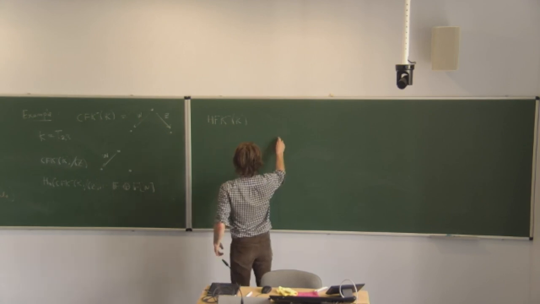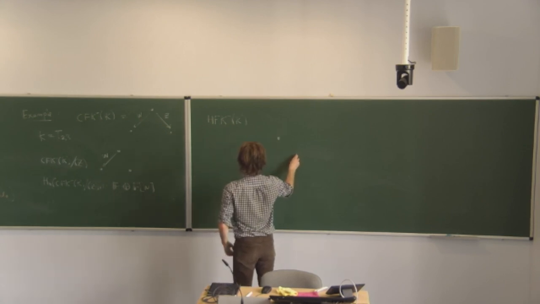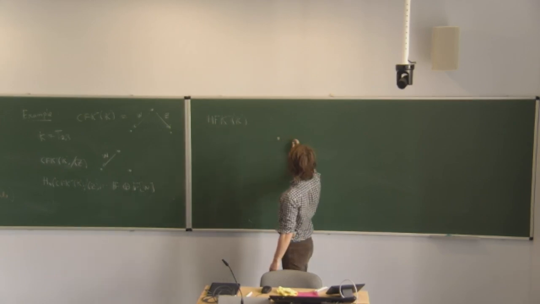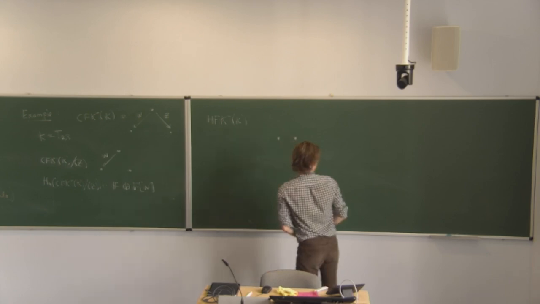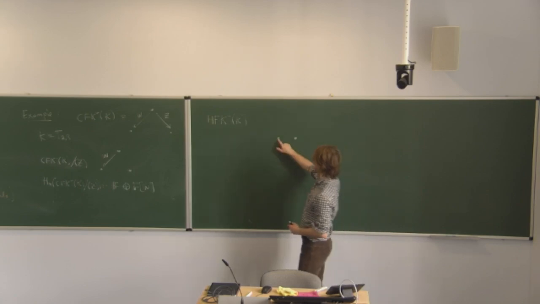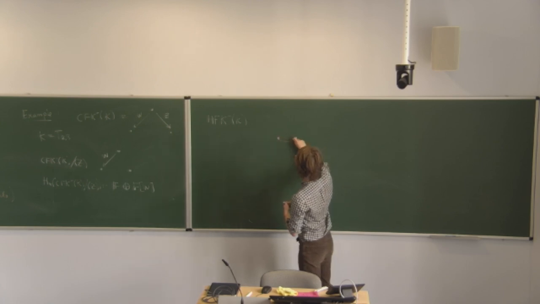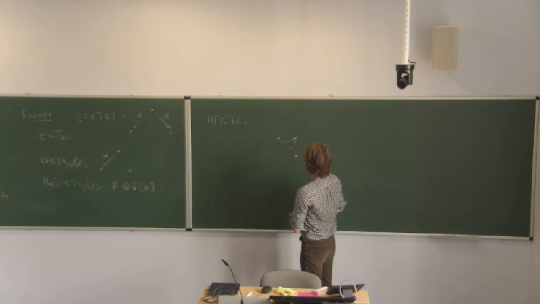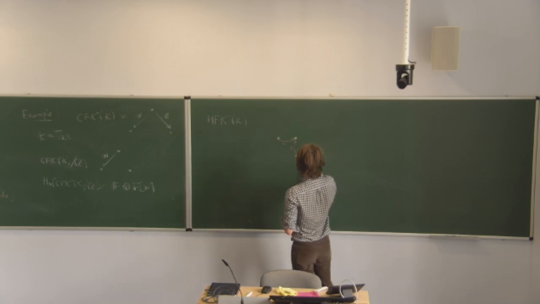I'm just going to indicate this with a picture. I have these two generators here. If I multiply this one by W, I get the same thing as if I multiply this one by Z. And of course, there are more generators of homology.